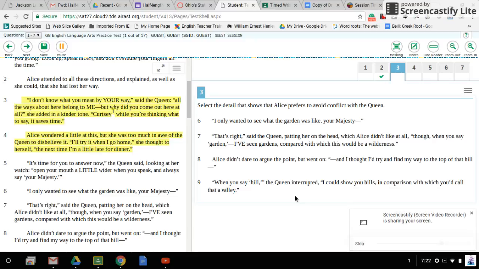Okay, on to question 3. Select the detail that shows that Alice prefers to avoid conflict with the Queen. So we need a detail that shows that she prefers to avoid conflict with the Queen.